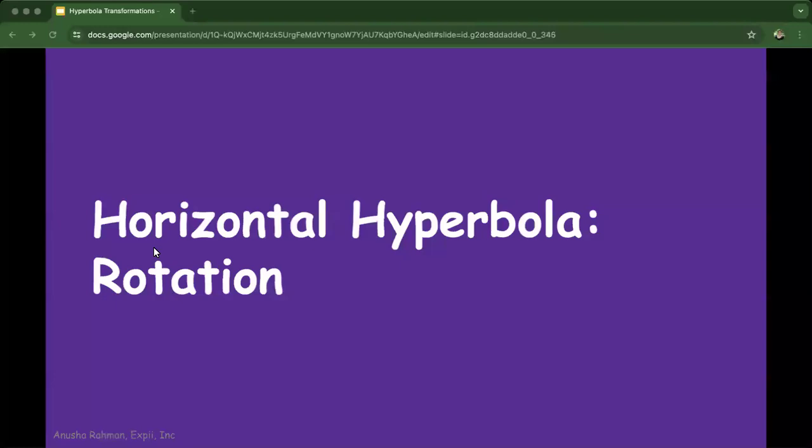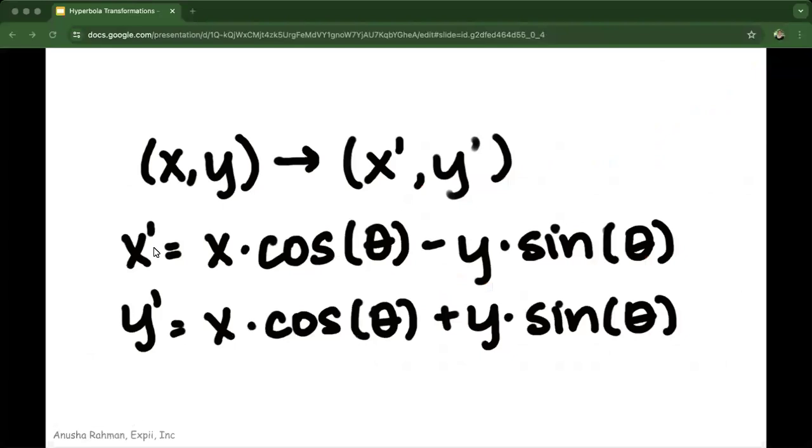Next up, we've got the hyperbola rotation. Rotating a hyperbola involves transforming its equation by rotation to change its orientation in the coordinate plane. Let's say we want to rotate it by an angle theta. The rotation involves substituting x and y in the equation of the hyperbola with expressions involving cosine theta and sine theta, respectively. If (x prime, y prime) represents a point on the rotated hyperbola, and (x, y) represents the corresponding point on the original hyperbola, these are the rotation equations.